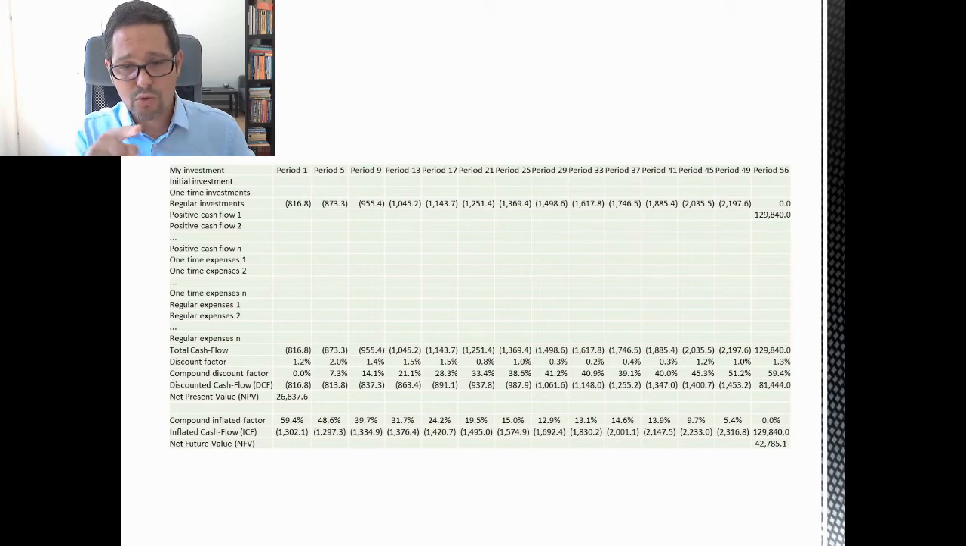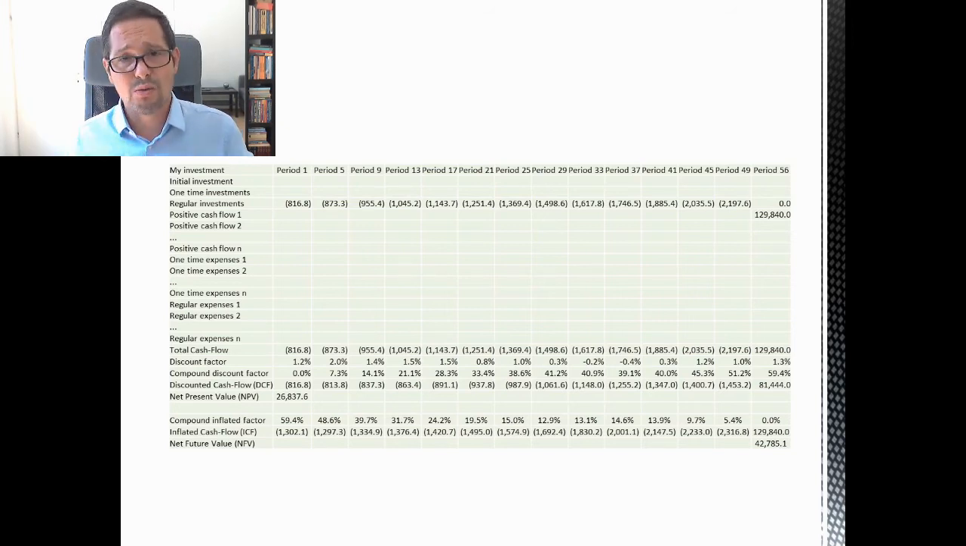And then you just do the sum of all these discounted cash flows, so from period 1 to period 56 in my case, and you get to a net present value of 26,837. Since it's a positive value, that means that this investment is bringing me a gain above the inflation rate, which is of course positive.